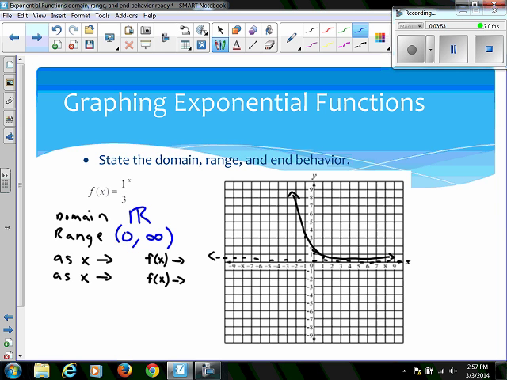As x approaches negative infinity, what's the left side of this graph doing? The y's are going up to infinity. Right side, the x's are going to infinity. The y's are going down to what number? 0.